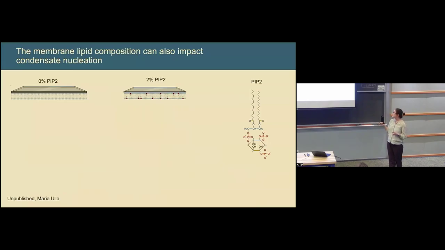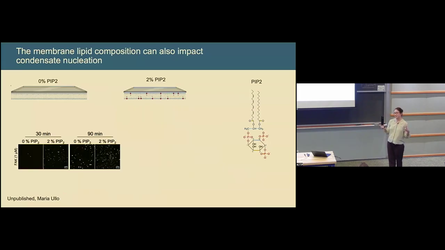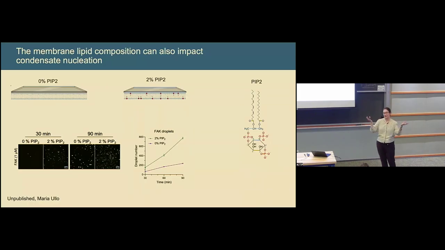And here we're just looking at this protein FAC, which does phase separate on its own. If we have a 1 micromolar concentration of FAC, we can clearly see that although we see condensates forming on the bilayer that doesn't contain the lipid it binds to, we see many more condensates in the bilayer containing PIP2. And this is quantified here. So again, having a lipid species that a protein can bind to on the bilayer can also accelerate condensate nucleation on the bilayer.